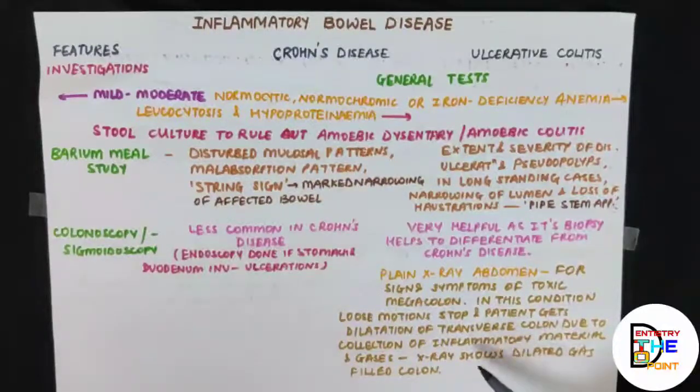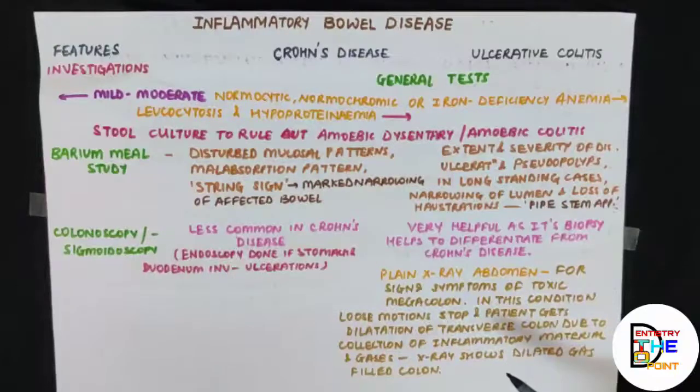And due to this, there is collection of inflammatory material and gases, and the X-ray shows dilated gas-filled colon. Okay, so this is to rule out any complication or to see the severity of the disease. A plain X-ray abdomen is also seen because toxic megacolon is a complication and may be present. So to rule that out, a plain X-ray abdomen is also done.